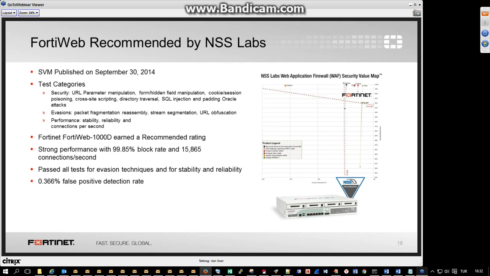Fortiweb passed all the tests for evasion techniques, stability, and reliability. Obviously, the false positive detection rate is great. So if you look at the SVM that was published, Fortiweb is way up on the right side. So great value for your customers. Use this report when you're selling the solution.